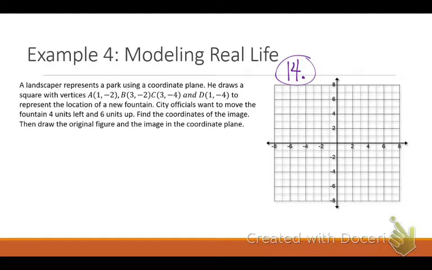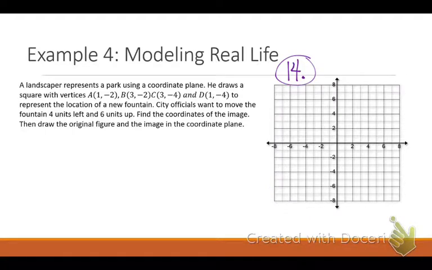So he wants to put a fountain in, but he wants to make sure it's going to fit and look good. And the city officials are like, nah, we don't want it there. We want to move it 4 units left, so maybe a unit stands for 10 feet, and 6 units up. So if this graph, even though we're not going to use it, represented the park, we basically want to make sure that it's going to fit.